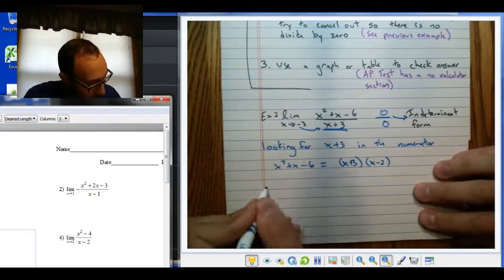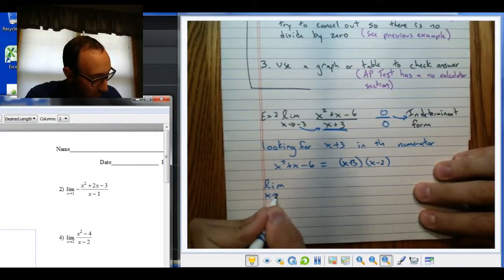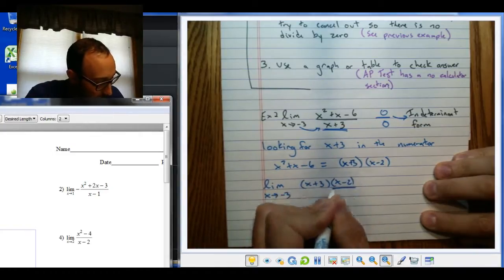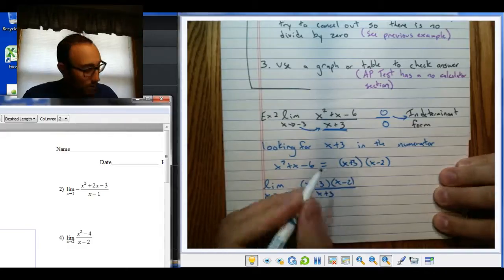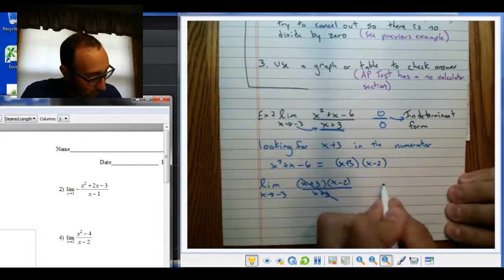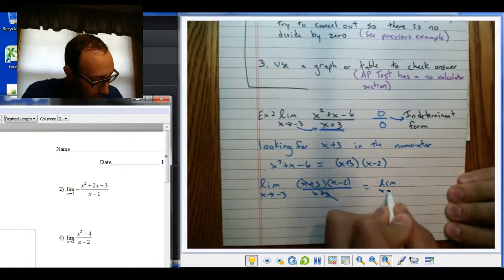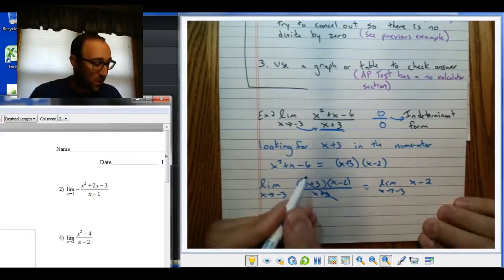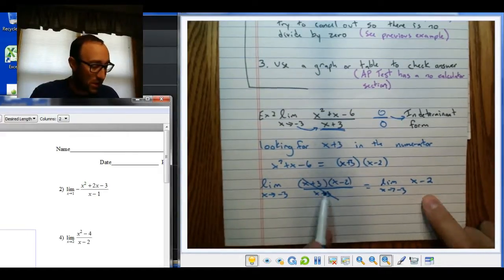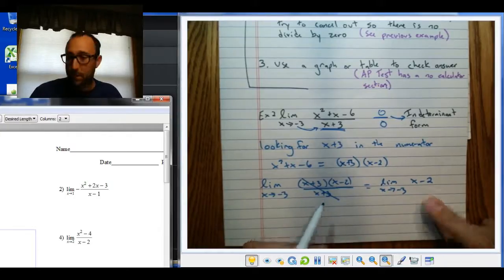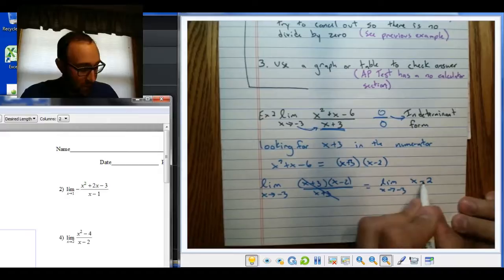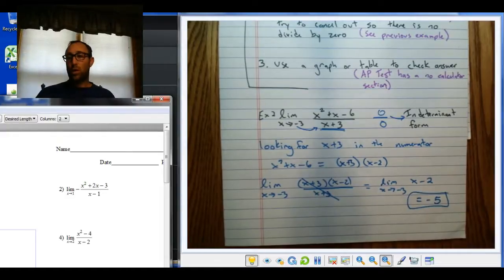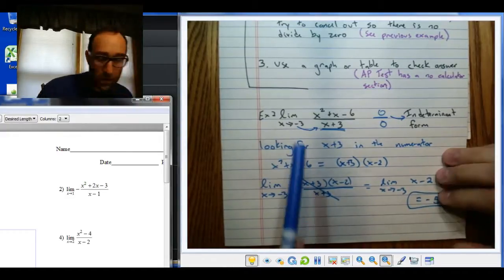Okay, there we go. So I know that this whole thing can be rewritten as a limit as x approaches negative 3 of x plus 3, x minus 2, all over x plus 3. Now I know my x plus 3's cancel out, and I'll be left with the limit as x approaches negative 3 of x minus 2, and now I can just use that direct substitution. Because these two functions are exactly the same, except at that one point at negative 3, I can use this to evaluate. So negative 3 minus 2 is going to be negative 5. There is an example of how this works.